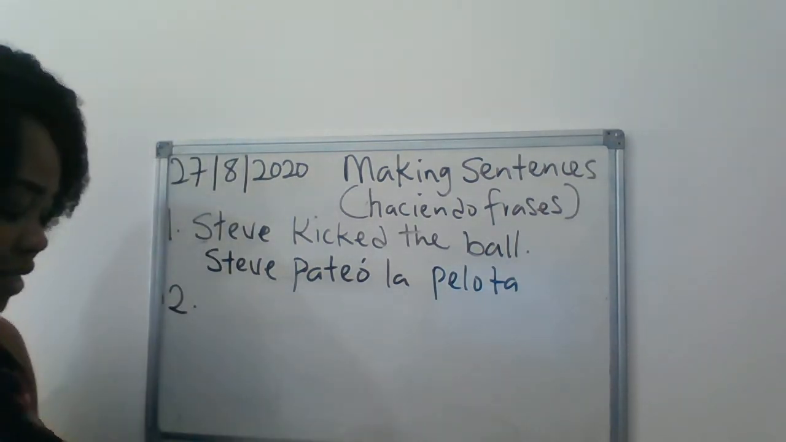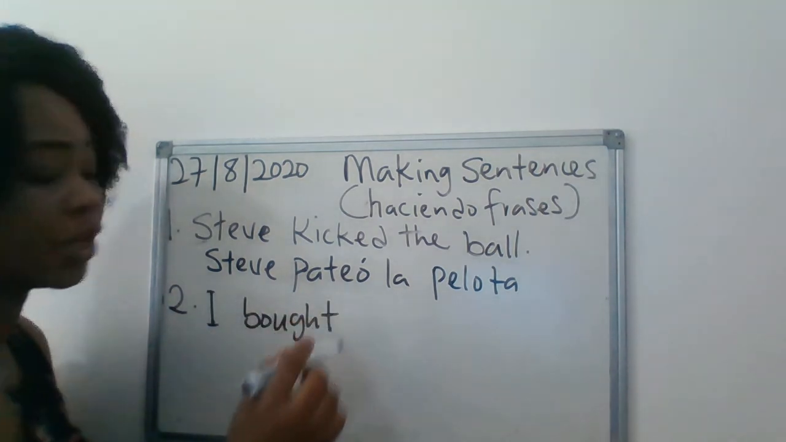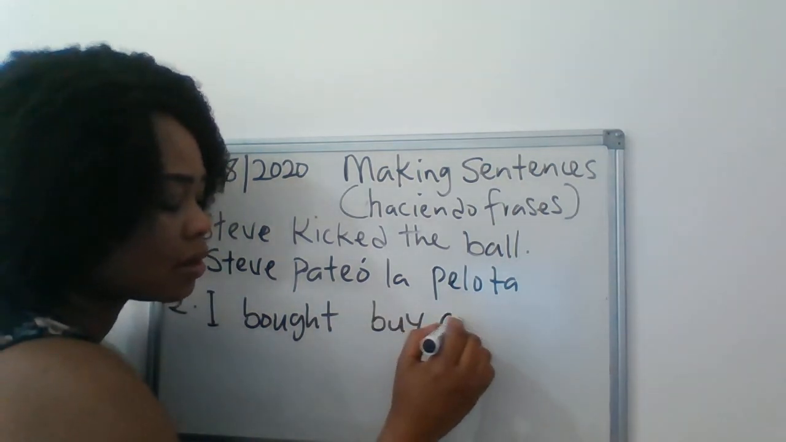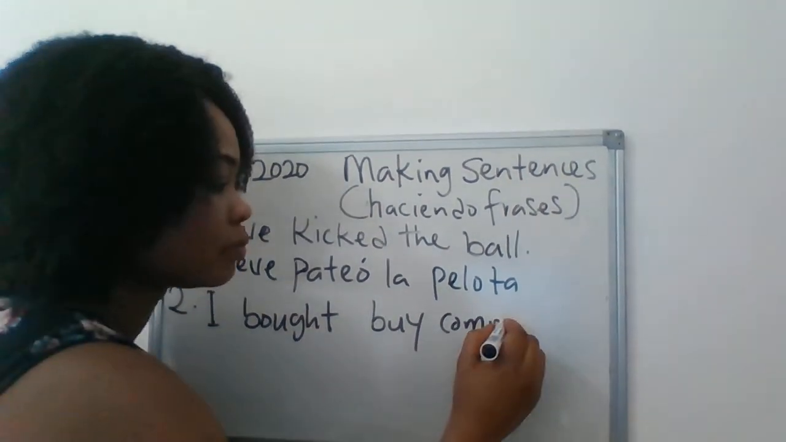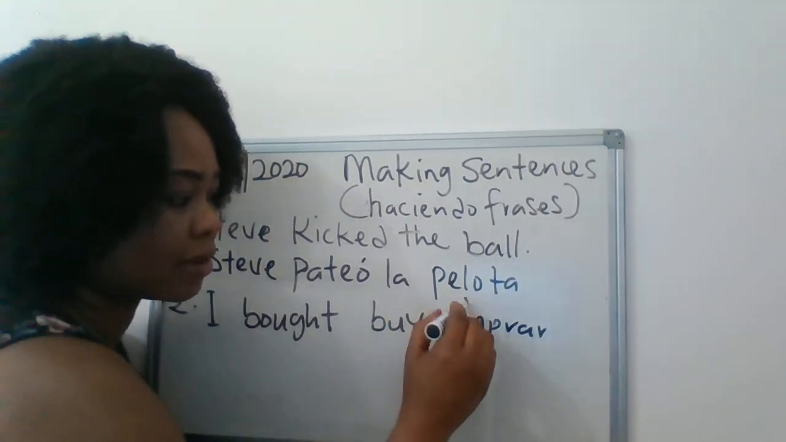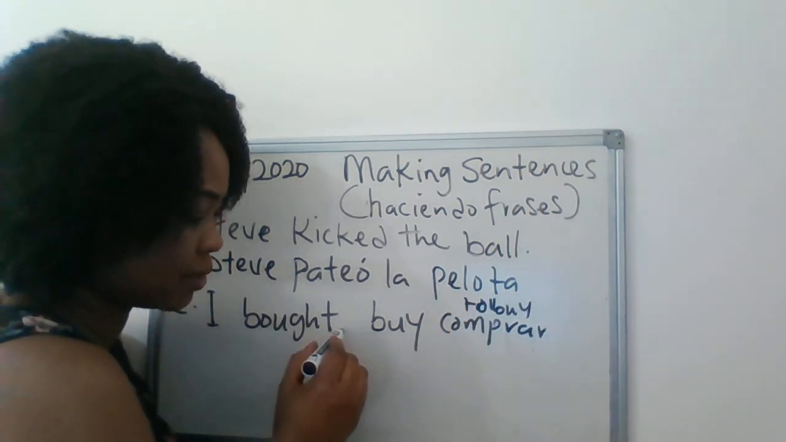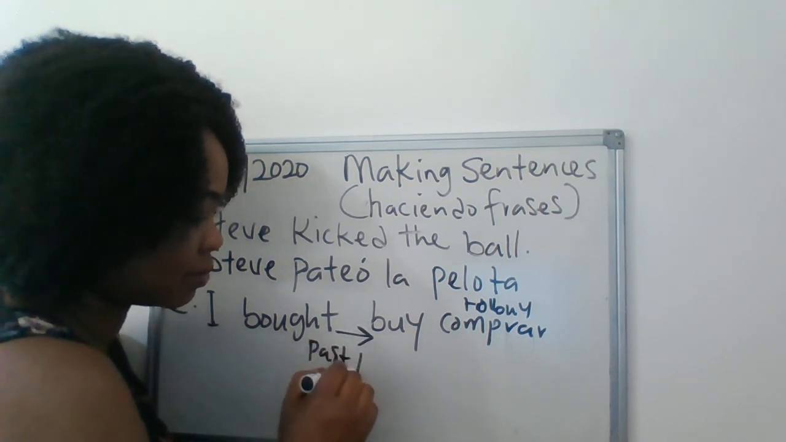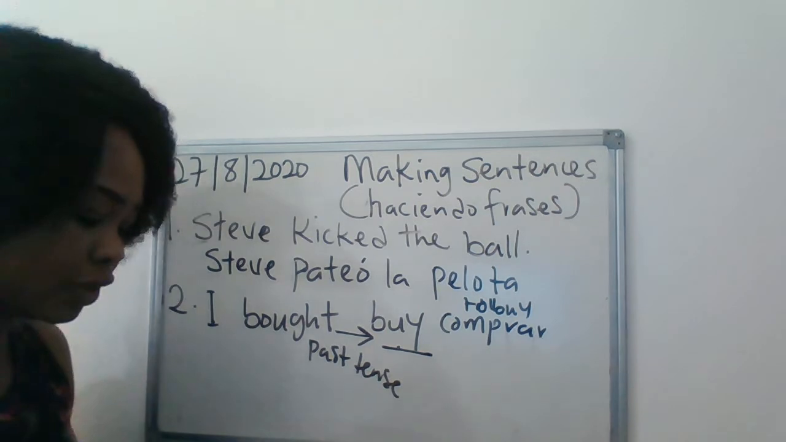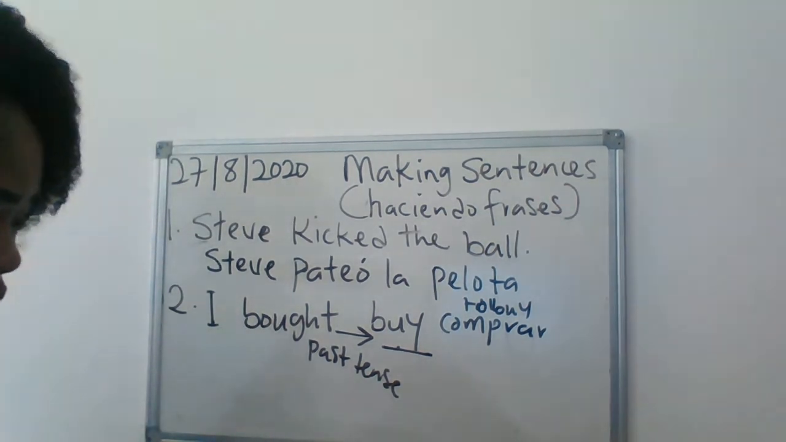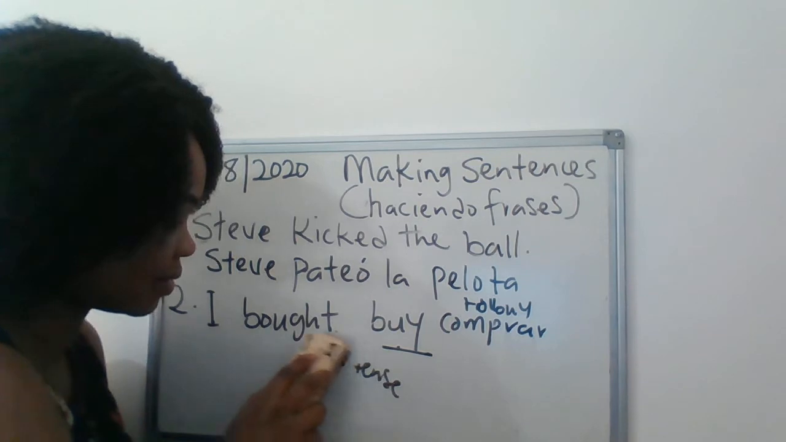Número dos, number two. For number two, we need space. So let's make it number three. I bought. This is buy. Compra. To buy. So this is the past tense of this. This is to buy. Compra. This is compré. Okay. Compré. Está en pasado, ¿vale? It's in past tense.